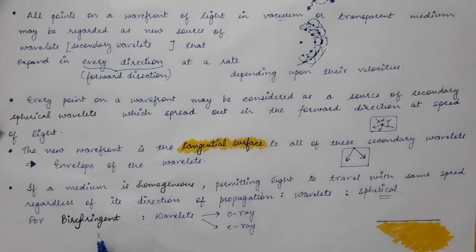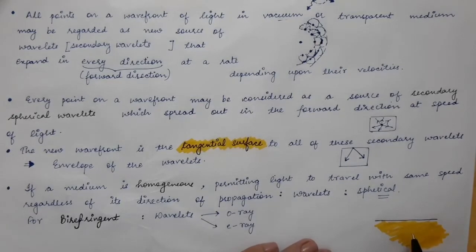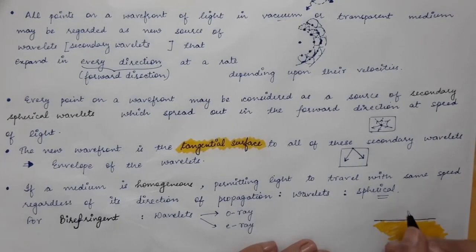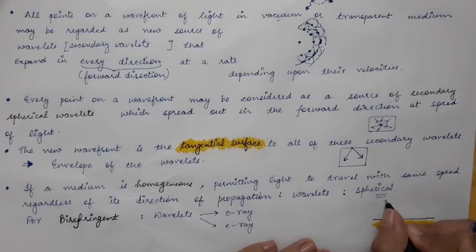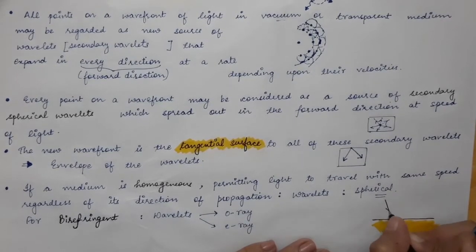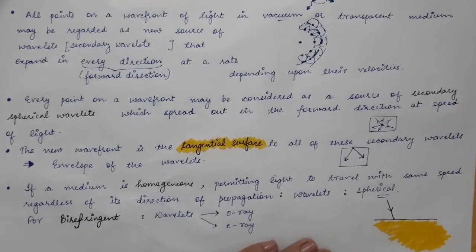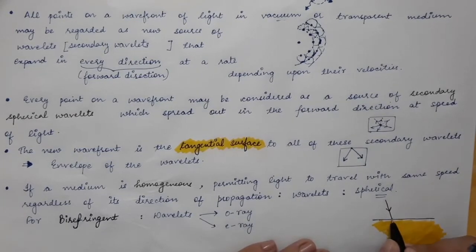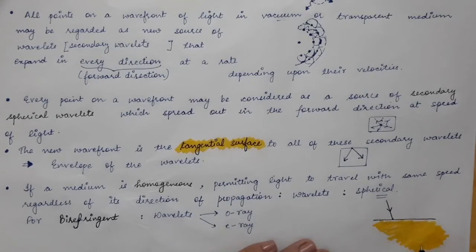So for the case of birefringent materials, firstly we have seen that in these types of medium, let's say you have a birefringent material as shown over here. Let's say this is the double refracting material, and suppose some light ray is falling on the surface of this double refracting material. As we have seen, when a light ray falls on a double refracting material, it splits up into two rays. One is called the O ray and the other is called the E ray.